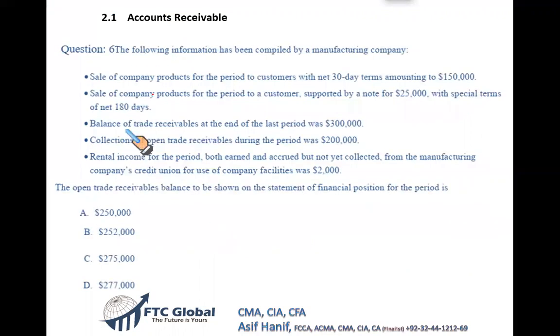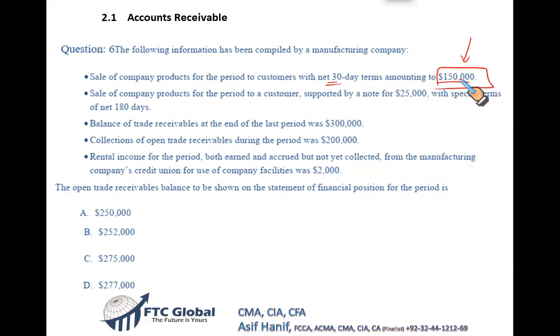Now we have this question. The following information has been compiled by a manufacturing company. Sale of company products for the period to a customer with net 30 days is $150,000. All right, so what we have here is a sale to a customer who will pay us after 30 days, and the amount is $150,000.